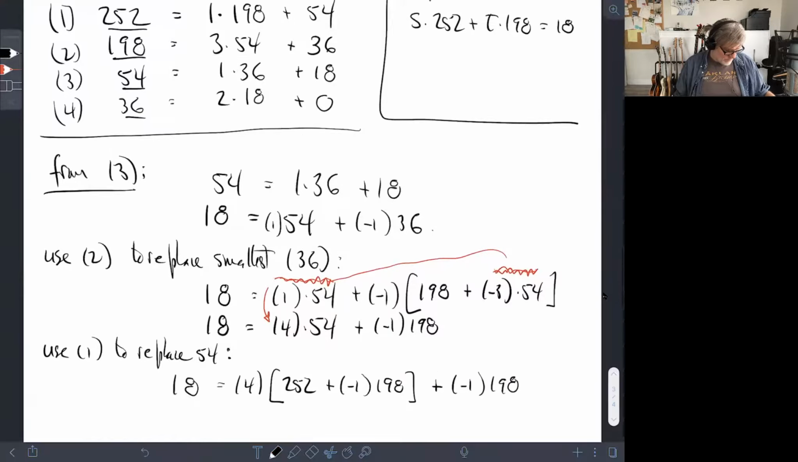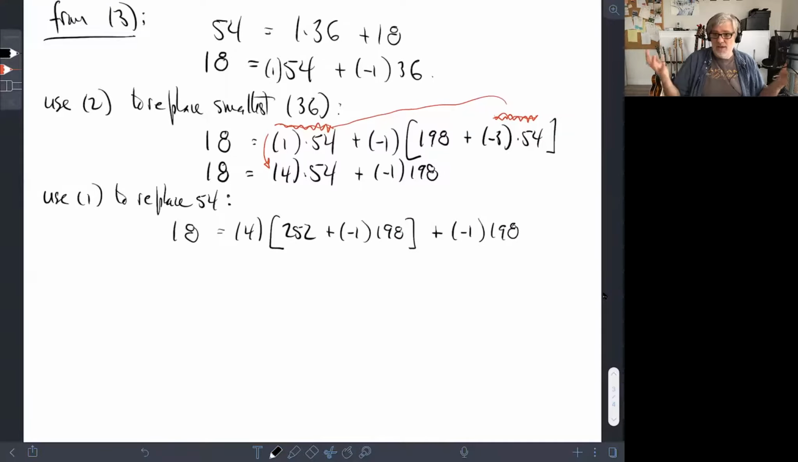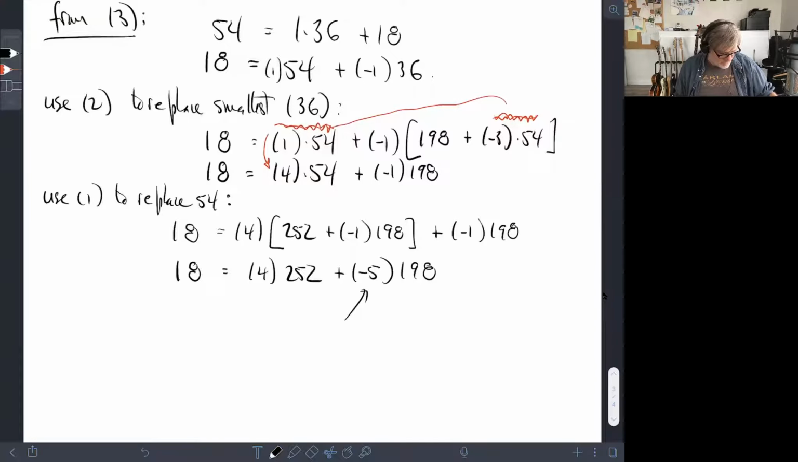Okay, and so now I've got what I want. So 18 is 4 times 252, that's minus 4 times 198 and another minus 1 times 198, so that's minus 5 times 198. So we've got our S and T.